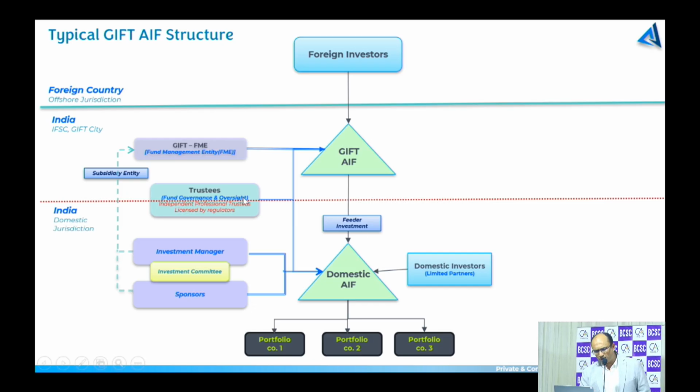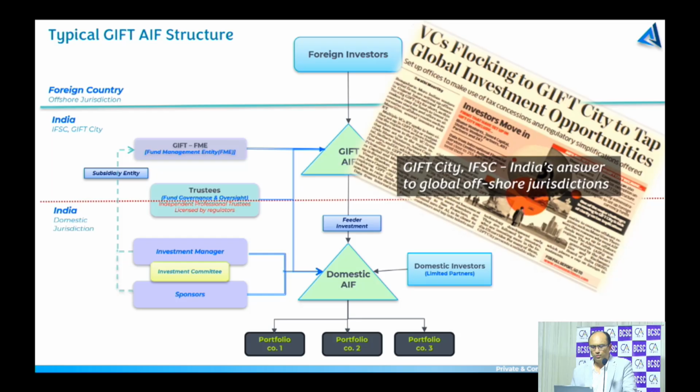So trustees, of course, a lot of these trustees are opening branch offices. They are not setting up subsidiary companies there. They're opening up their branch offices from the domestic mainland into Gift City, and the same entity is regulating both the funds. So this is a typical structure here. It gives you all the benefits that other jurisdictions provided, but does not have the challenges of those jurisdictions. So in a way, Gift City today is an answer to your global offshore jurisdictions, and a lot of media coverage is what this jurisdiction is getting lately.